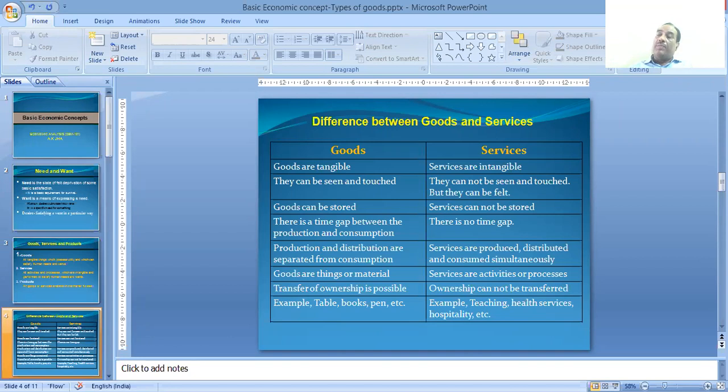So goods can be stored. You can store your pen. You can keep your pen as long as you want. You can keep your notebooks and books as long as you want.